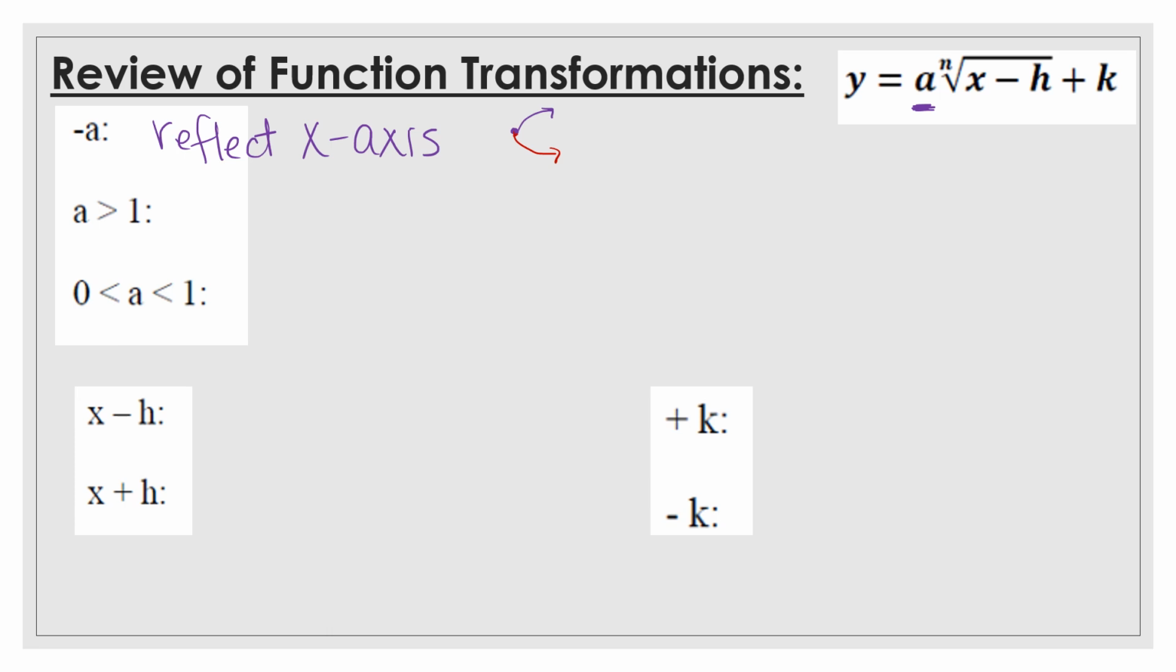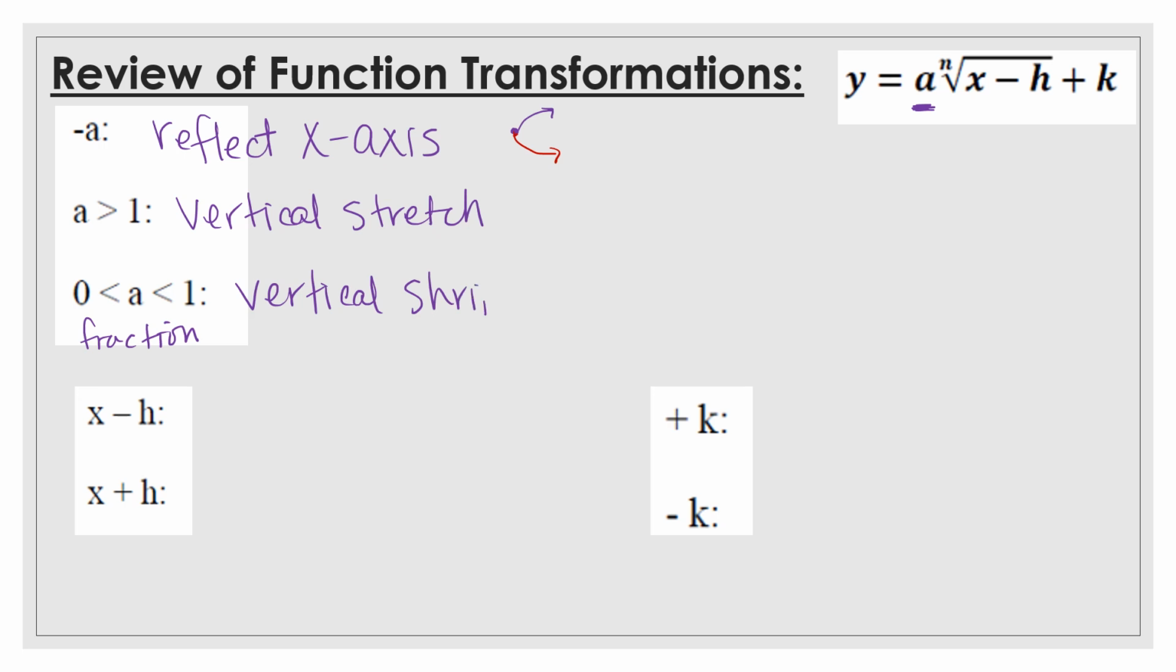If your a value is greater than 1, this is always a vertical stretch, and you saw some of those yesterday where your graph grows super fast, goes up really tall and skinny. And if it is a fraction between 0 and 1, then you are going to have a vertical shrink. So it's just going to kind of lob over. The stretch goes really tall really fast, and the shrink just goes really flat.